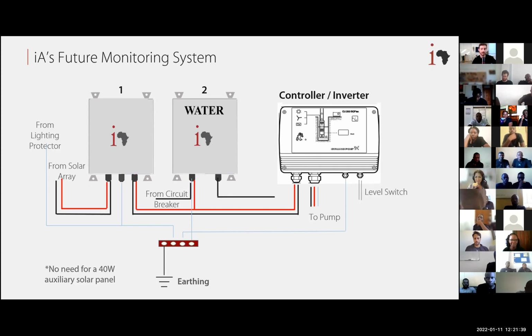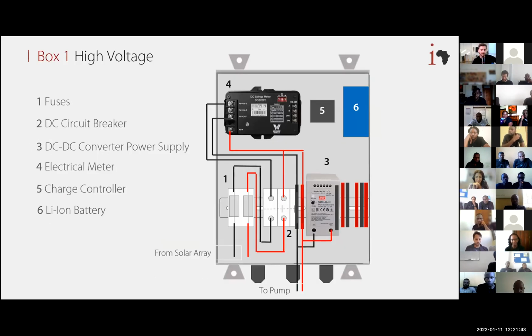And you can see we don't need a 40 watt auxiliary solar panel anymore. Why is that? You can see number 3, we have a converter power supply that is going to replace the 40 watt auxiliary panel. How does it work? We get the solar panels we already have to power the pump, and the converter will just convert the power from the solar panels to a smaller power bank to use only for the monitoring system, because we don't need such high power as to power the pump. We need a small amount of power, so it converts it.